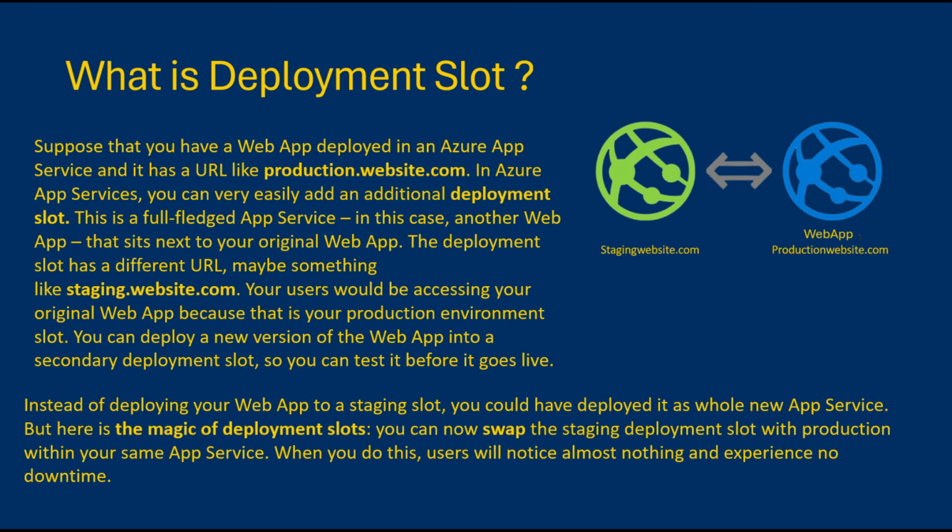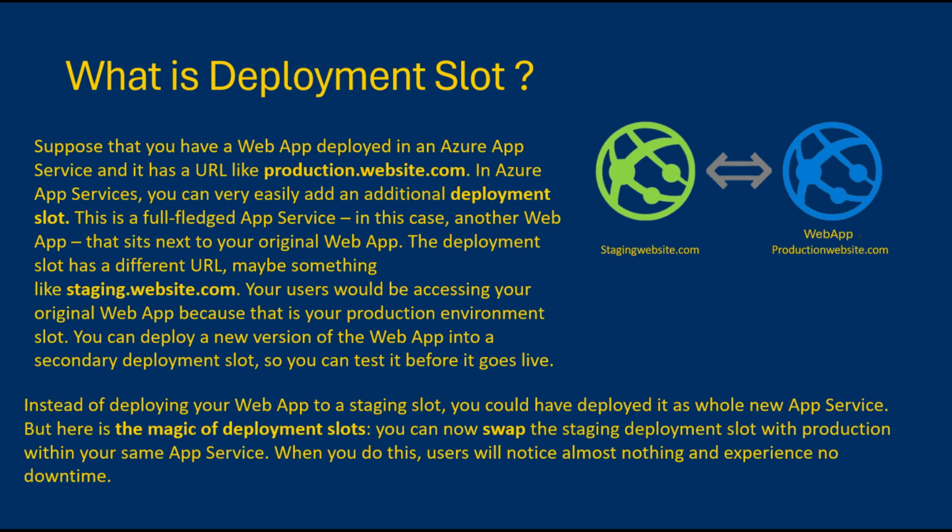Slots are different environments exposed via publicly available endpoints. One app instance is always mapped to the production slot, and you can swap instances assigned to a slot on demand. Suppose that we have deployed our application in a web app on a production server and its URL is production.website.com.